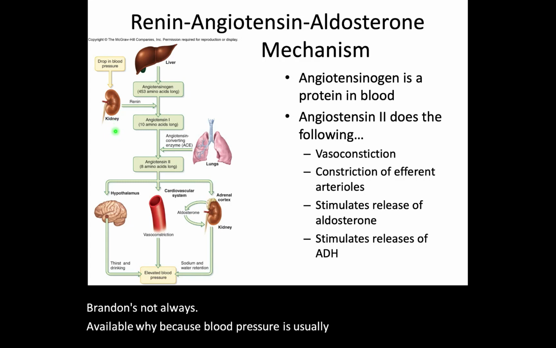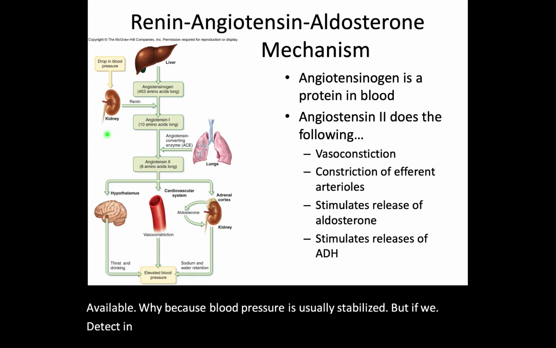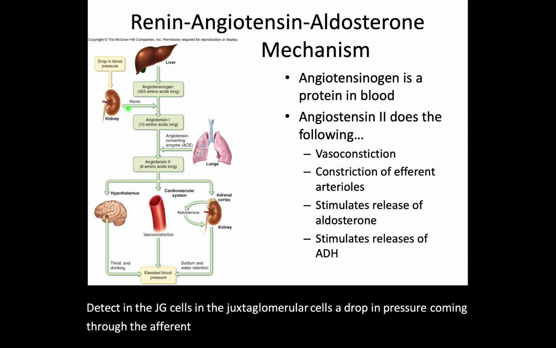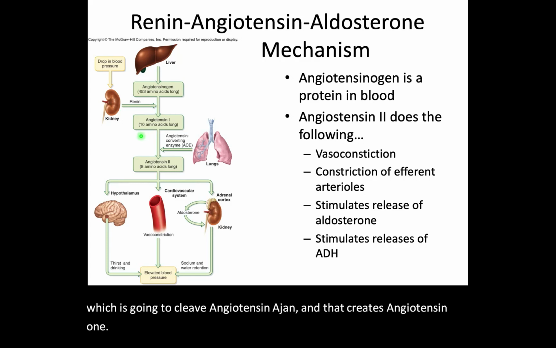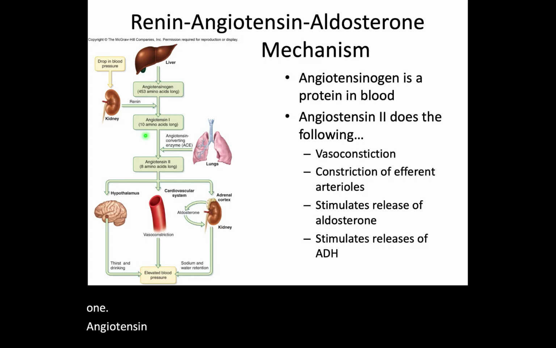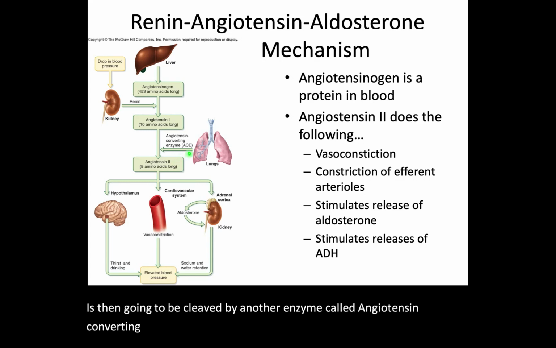Right? But if we detect in the JG cells, in the juxtaglomerular cells, a drop in pressure coming through the afferent arteriole, those JG cells are going to secrete renin, which is going to cleave angiotensinogen, and that creates angiotensin 1. Angiotensin 1 is then going to be cleaved by another enzyme called angiotensin converting enzyme, ACE. And that is produced in the lungs. Now let's think about this.